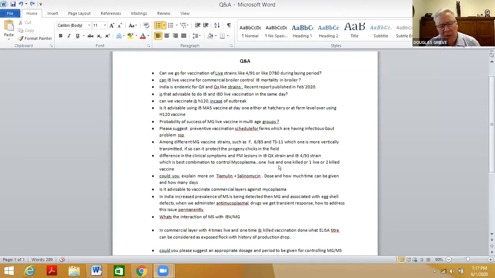I'll answer the mycoplasma side. Typically, the live vaccines, which is what I prefer, would be one vaccination, sometimes two. The live vaccination followed by a point of lay killed vaccine is another option. One live and two killed would be getting into a pretty expensive program. These bacterins for mycoplasma are a bit reactive. We really wouldn't want to subject the bird to reacting to two oil vaccines like that. So for me, it would either be one live vaccination or one live plus a killed MG bacterin.